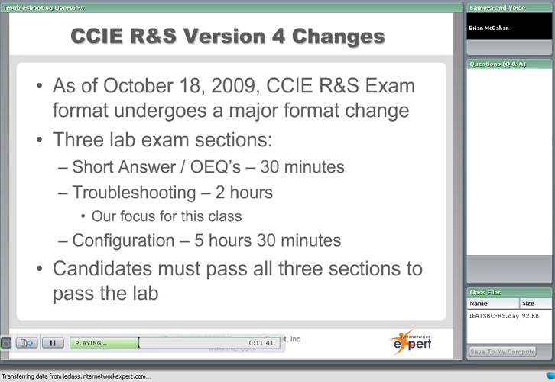But the key point that we will see with the new exam format change is that you do need to pass all 3 sections in order to achieve a passing score in the exam. So technically this means that even if you get the open-ended questions right and the configuration right, if you do not pass the troubleshooting section, then you will not pass the overall lab exam.